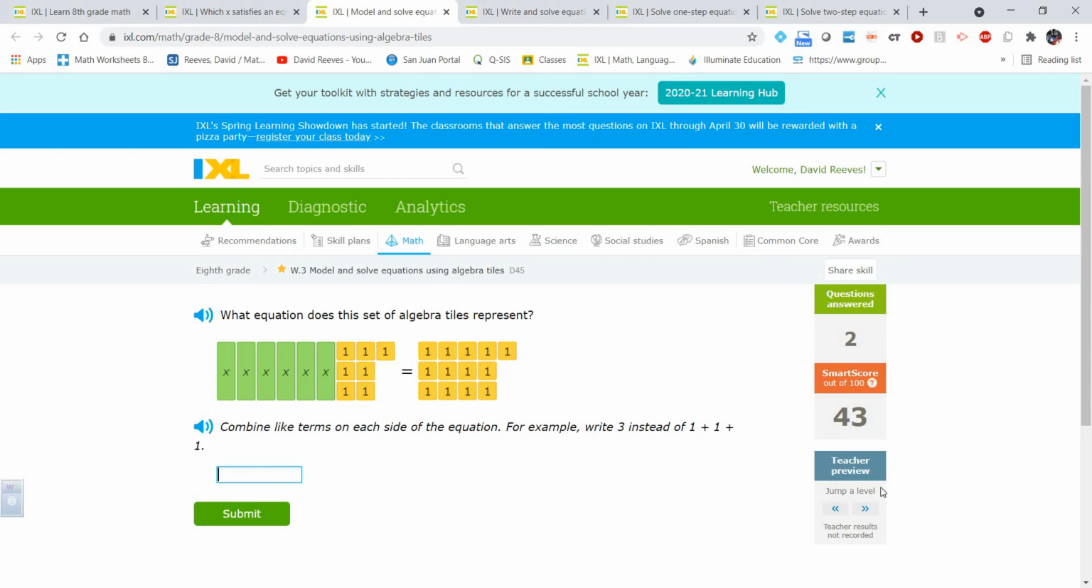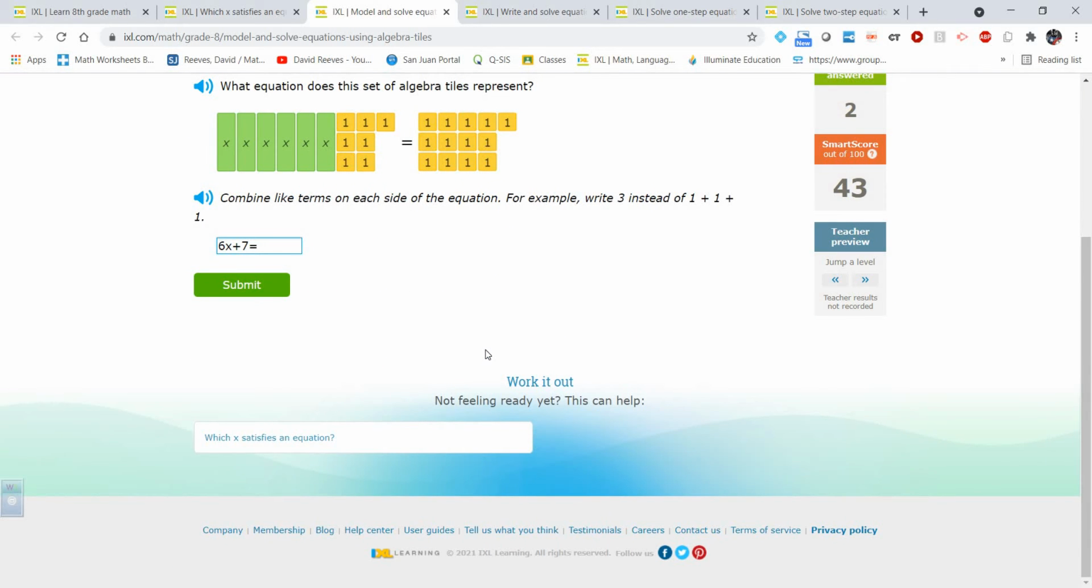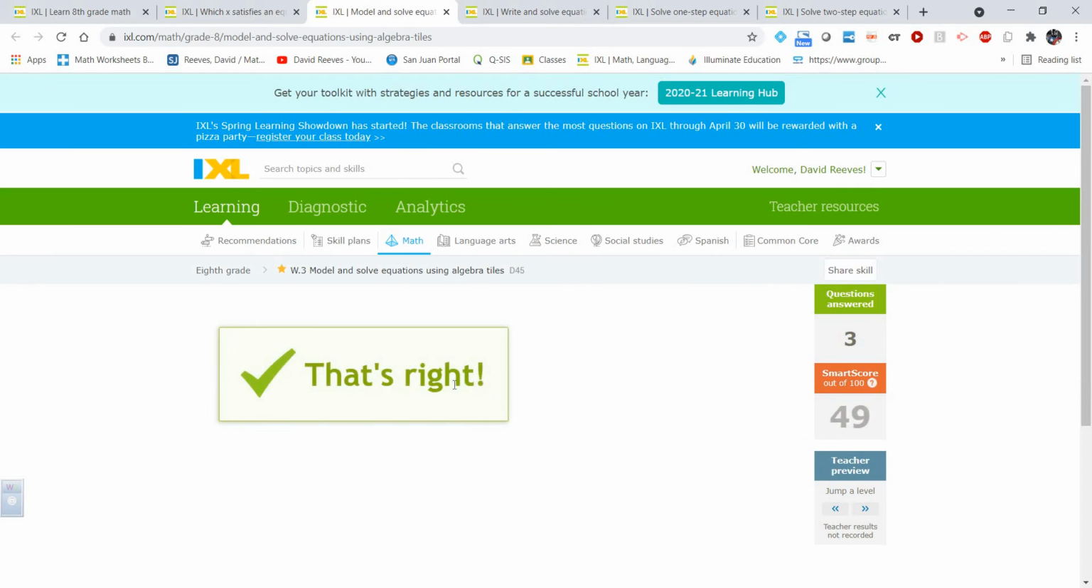All right, let's skip up to the next level and see what they have us do here. All right, so what equation do we have here? Well, we've got 1, 2, 3, 4, 5, 6 x's, right? Plus 1, 2, 3, 4, 5, 6, 7, right? So when I go to put this in, I'm going to put 6x, and then plus 7, and then it's an equation. So it's going to equal, and then what do we have on the other side? We've got 3, 6, 9, 12, 13. Whoops, I didn't get that in there. 6x plus 7 equals 13.